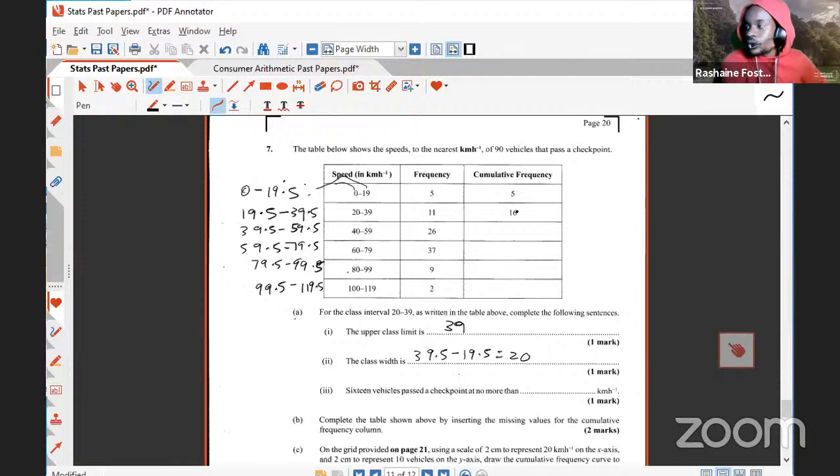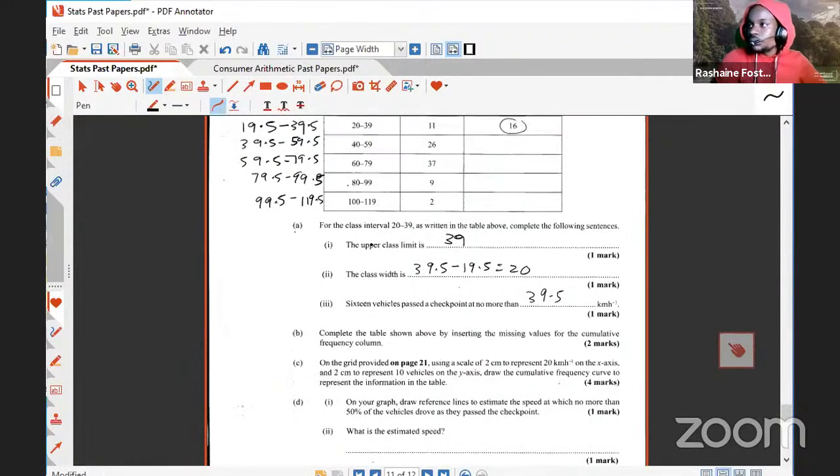When we look at 16, this is basically telling us the total amount of vehicles that passed at that particular time. For the 16 here, it is 39.5, so it's no more than 39.5 kilometers per hour. That's the reason why they said for the class interval 30 to 39, because as you can see, that answer lies within that class.